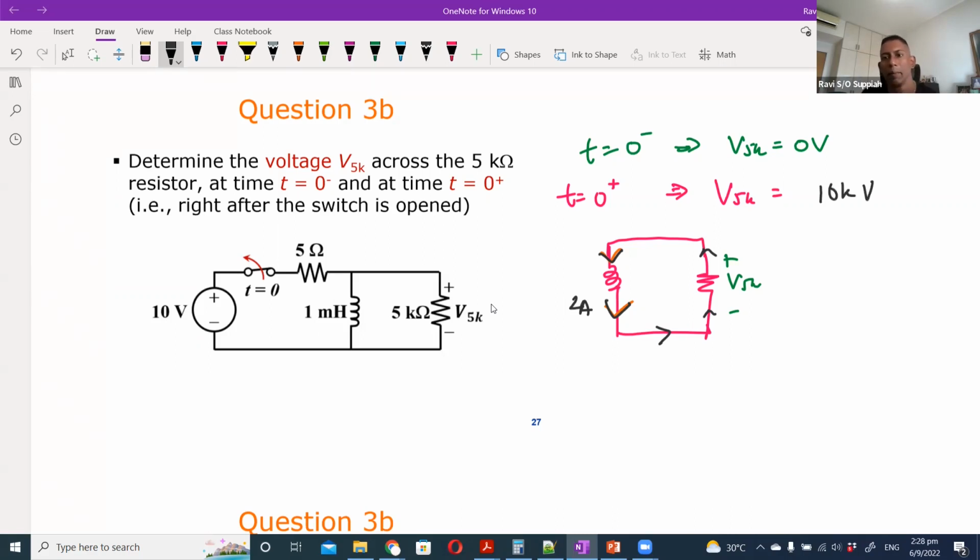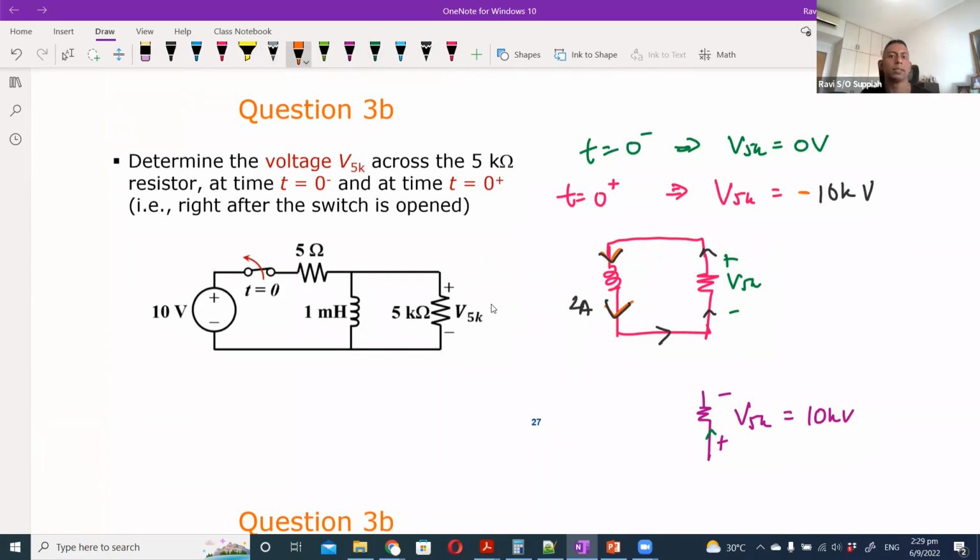But because of the way it is labeled, the positive of the 5K is on top and negative is below. If I label it this way, then I can say V5K is 10 kilovolt, because that is in alignment with how the current is flowing, from higher potential to lower potential. But because I have already put plus and minus in the opposite direction, this is actually negative 10 kilovolt.